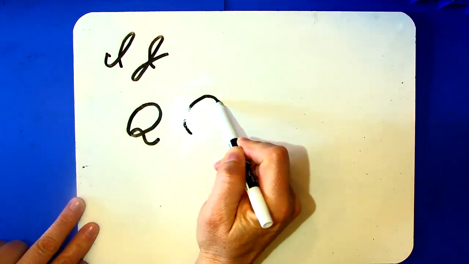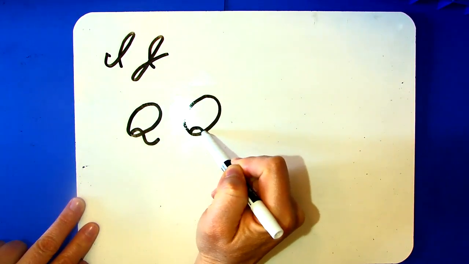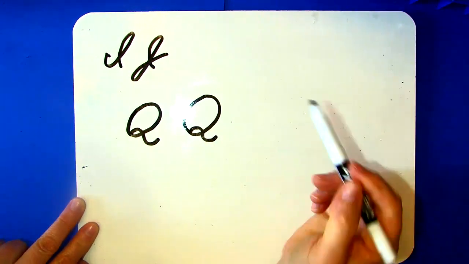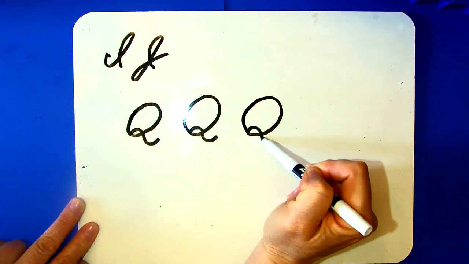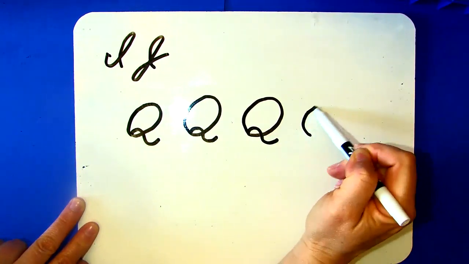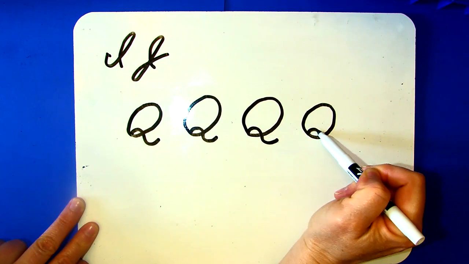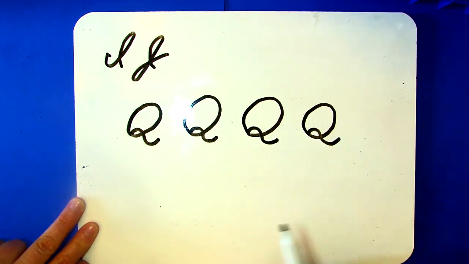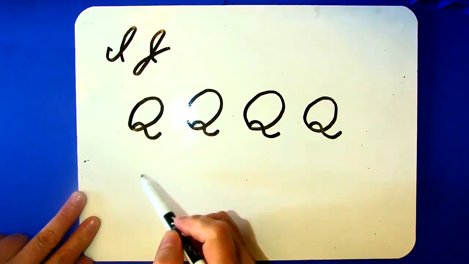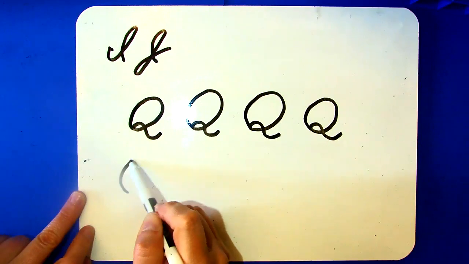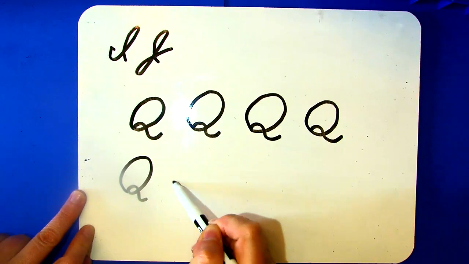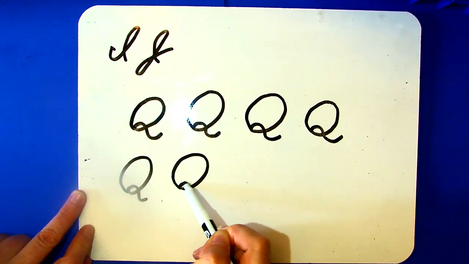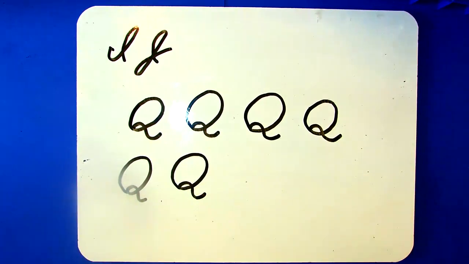Up and over curve. Give it a loop on the inside and dip it under the bottom line. Show you again. Up and over curve, give it a loop, dip it under.